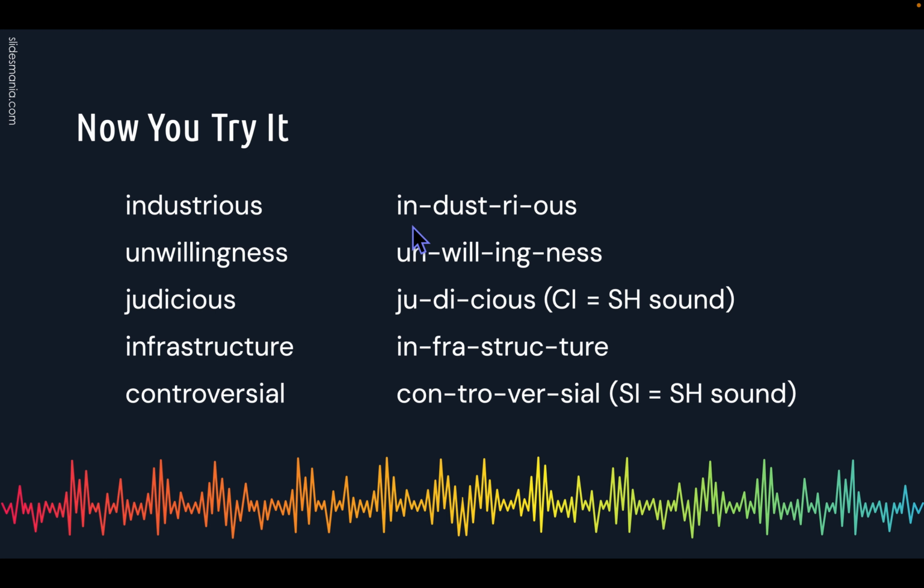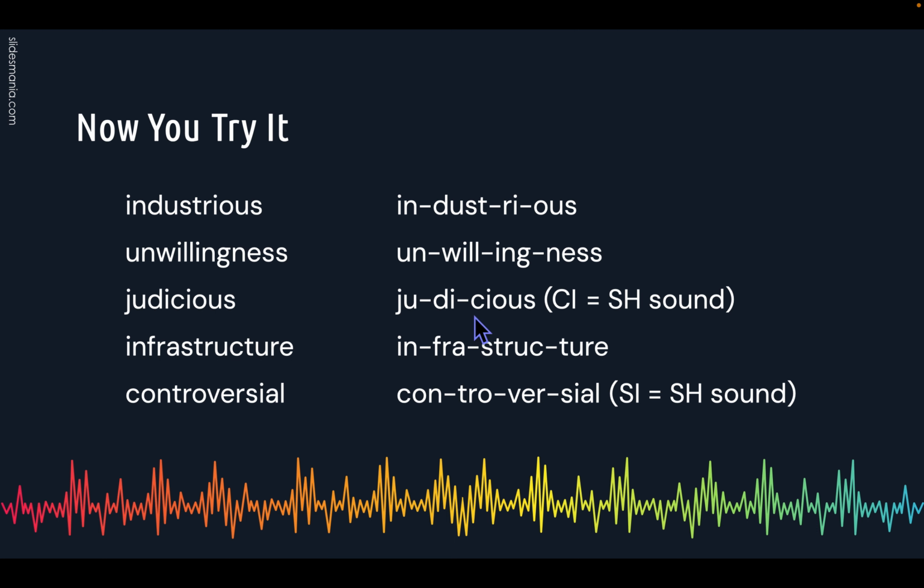All right, so I recognize the prefix in, so I'm going to divide here. I recognize the suffix us, so I'm going to divide here. We have STR, S and T are a blend, but T and R are also a blend. So we could divide it here or here. Either way, it's not going to change the pronunciation. This I is going to take on a long E sound because it's before the letter O. This U will have the short U sound in the middle of syllable. Industrious. Right here, the prefix un, the suffix ing, suffix ness, unwillingness.